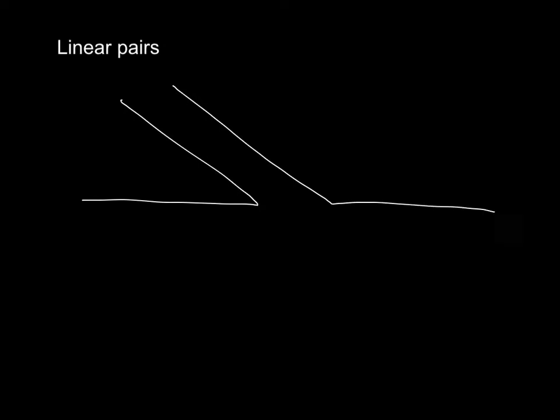A linear pair is any two angles that form a straight line, which means that they are supplementary. These two angles, for example, if I took these two sides here and I put them together, I'd get a straight line. So these are a linear pair. For example, this could be 30 and 150. Together they make 180 degrees. And any two angles that make 180 degrees we call a linear pair.